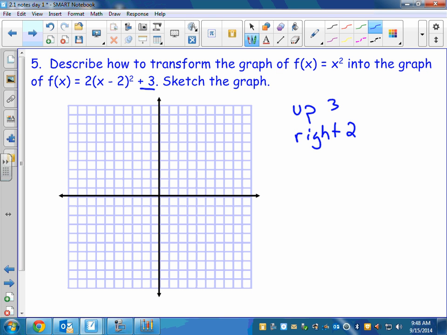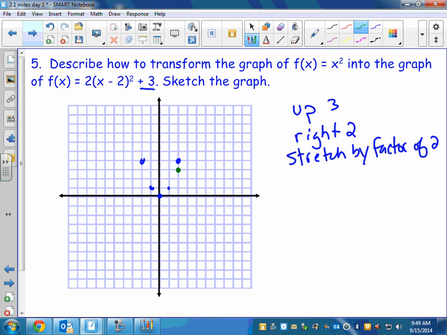And what does this 2 in the front mean? Stretch, right? Stretch by a factor of 2. So it's going to be twice as long. Could you still make an XY chart to graph this? Definitely. But you don't have to make an XY chart because you should know what x squared looks like. I'm going to move it right 2 and up 3. Definitely shouldn't need an XY chart for that.